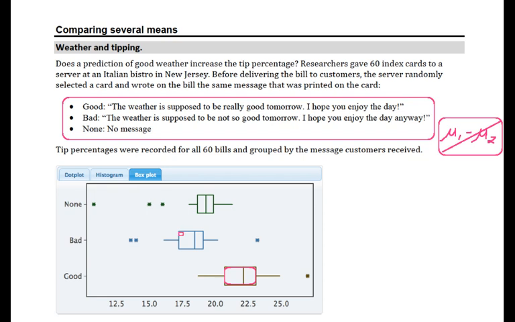It also appears that this bad weather message may have had some negative impact on tips if we compare that to no message at all. However, we do see that the difference for the positive message, the good message, does seem to be a bigger difference overall than the difference between none and bad.